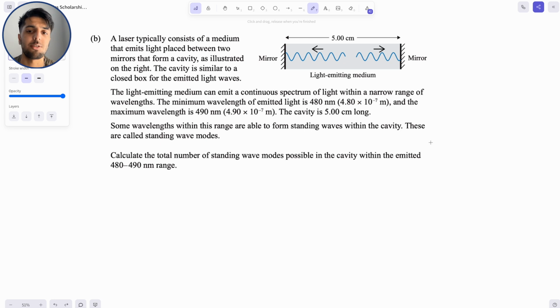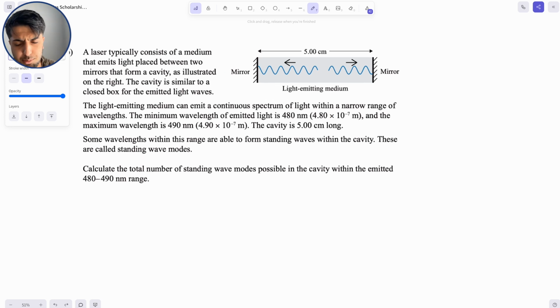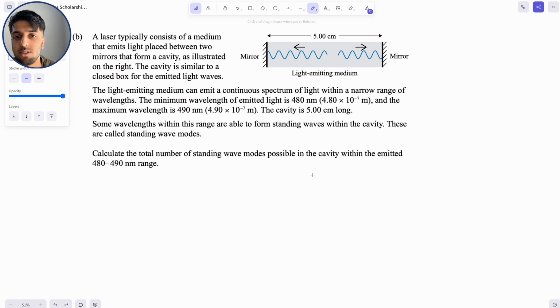So the situation here is we're basically emitting light in our medium. So the idea is that we're going to be changing the wavelength of this light within this apparatus. And we're going to be changing it from 480 to 490 nanometers, right? And there's going to be standing waves formed within this cavity right here. But the problem with that is only certain wavelengths are able to form. So we have to figure out how many of those wavelengths are possible, which is what we're trying to find. How many standing wave modes are possible in this cavity?